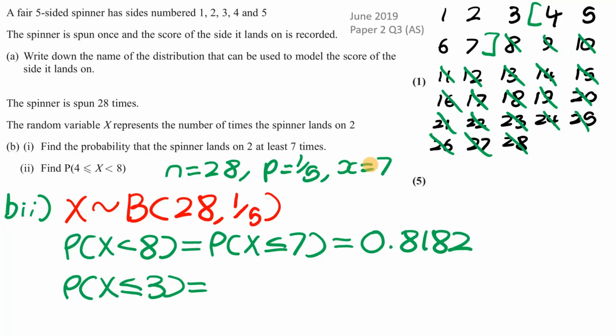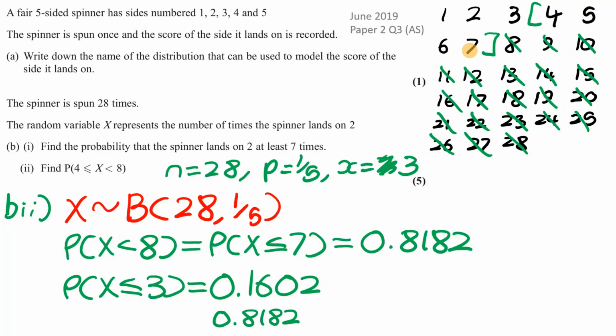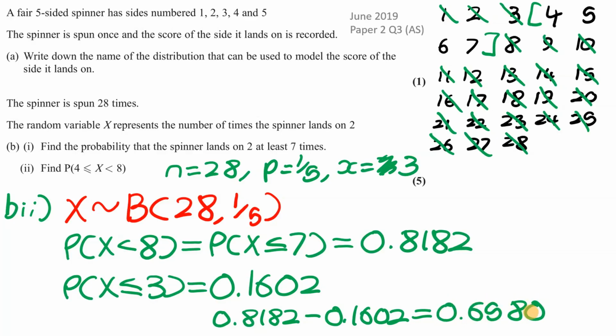This we can put into our calculator. We just need to use the same as up here, but x is now equal to 3. And if you put this into your calculator, this is 0.1602. So if we do 0.8182, that is these 7 values here, minus the probability that x is less than or equal to 3, which is 0.1602, this will knock out these 3 values here and just leave us with a probability that's between 4 and 7. And if you put this into your calculator, it's equal to 0.6580. This is the probability that x is bigger than or equal to 4 but less than 8.